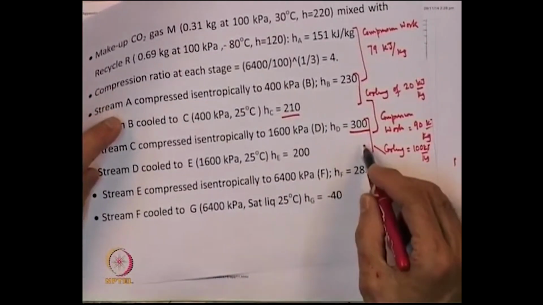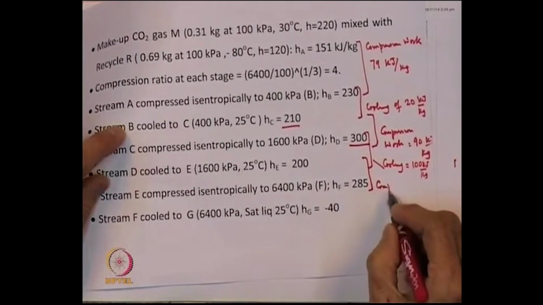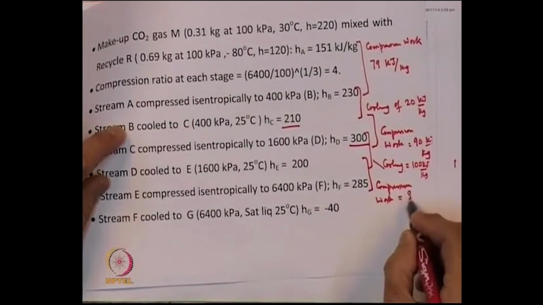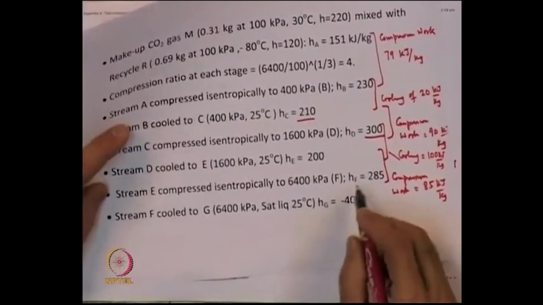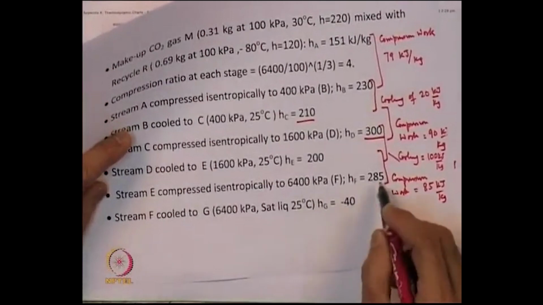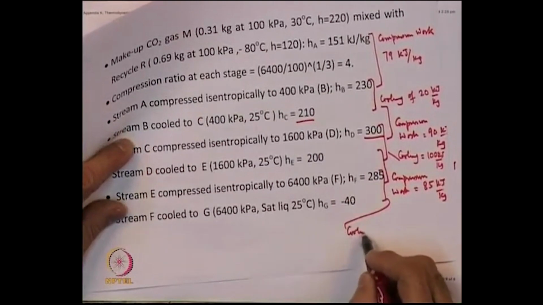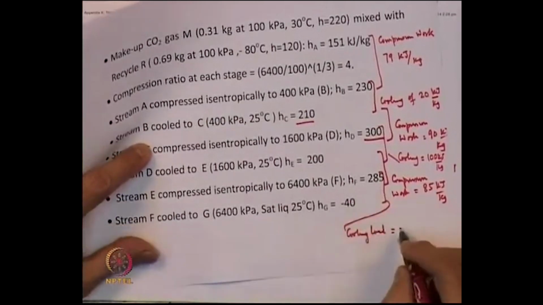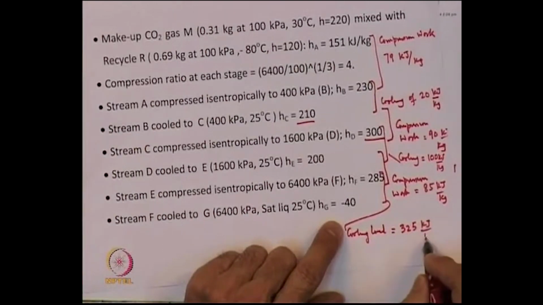From point E, again you compress to point F, this is the third stage of compression. So, E to F is 200 to 285. So, again I can write compression work is equal to 85 kilojoules per kg. And finally, from F to G there is a huge cooling. This heat exchanger is a very big heat exchanger, and the cooling load is 285 minus 40, which is 325 kilojoules per kg.